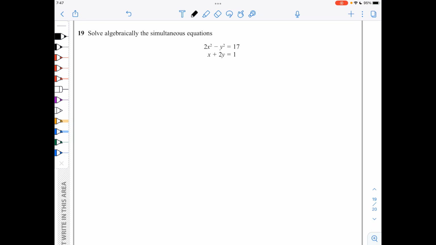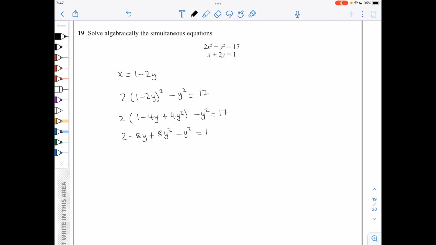We need to solve algebraically the simultaneous equations given here. It's the classic example of a quadratic against a linear. It makes sense to take the linear, which is the simpler of the two, leave x on its own, and then substitute. So wherever I see x, I'm gonna put 1 minus 2y. I will then expand and get a quadratic in y. So this is 2 brackets 1 minus 4y plus 4y squared minus y squared is 17, leading to 2 minus 8y plus 8y squared minus y squared is 17.